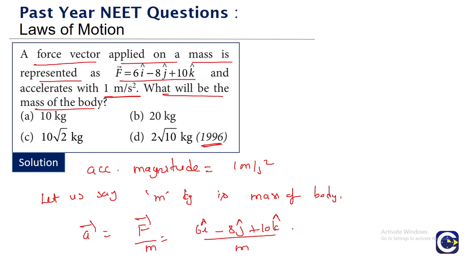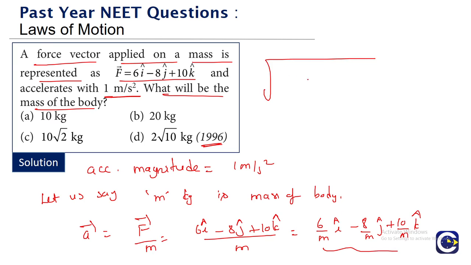Okay, now we can split and write it. What is it? 6 by m into i minus 8 by m into j plus 10 by m into k, like that we can write. Now this is the acceleration vector. What about the magnitude? Any vector, what is the magnitude? Root of i component square plus j component square plus k component square. That is the acceleration magnitude, right? Which in this case is given as 1.